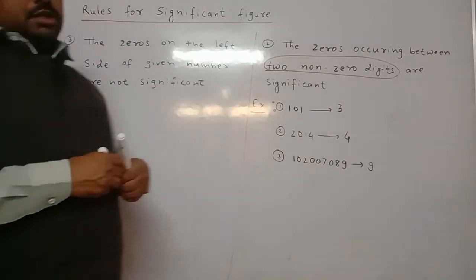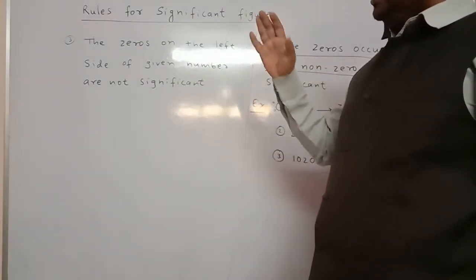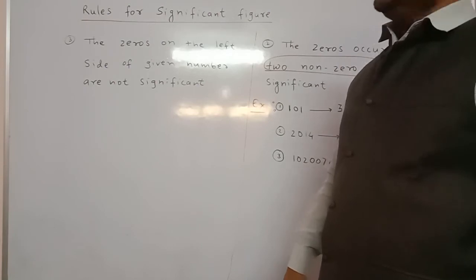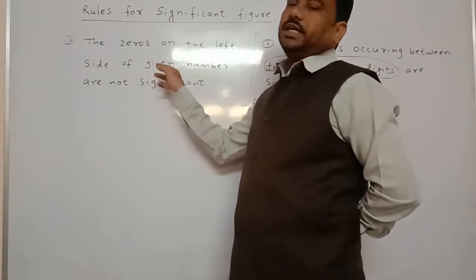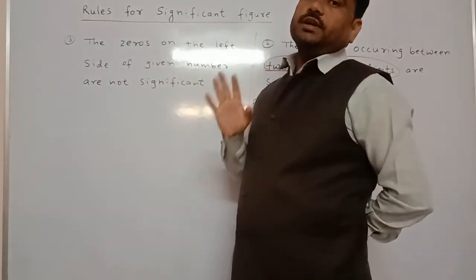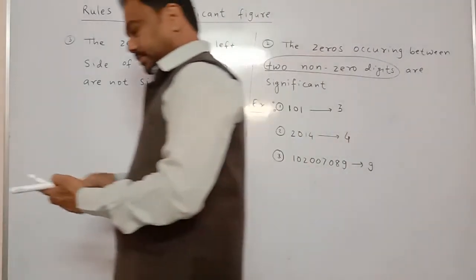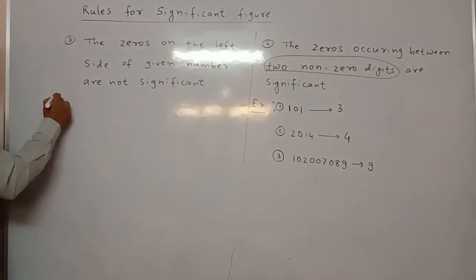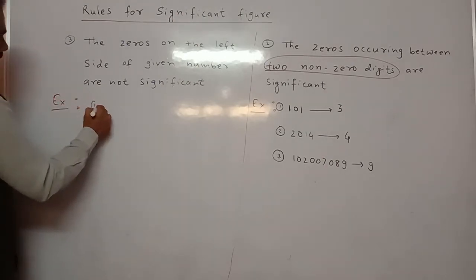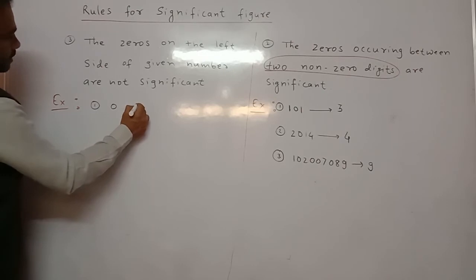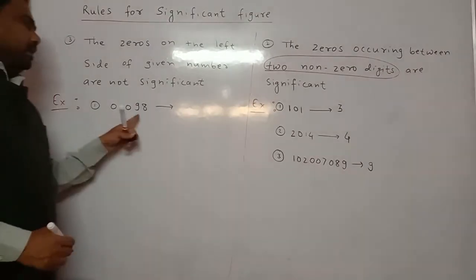In the third rule, the position of zeros matters. What is the position of zeros? Whatever zeros are present on the left side of the given number, those zeros never count as significant figures. So they are not significant figures. For example, suppose 0.098. So this is the given number, 0.098.